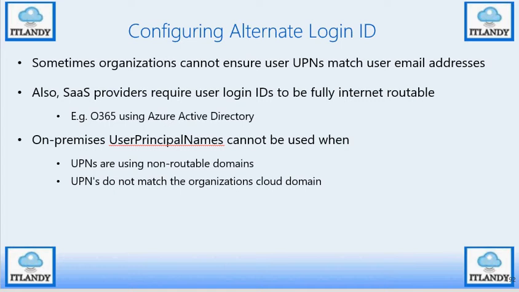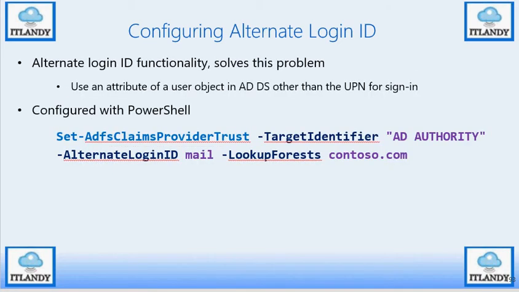Sometimes an organization cannot ensure that users' UPNs match their email addresses. Also, SaaS providers require the user login ID to be fully internet routable, like Office 365 and Azure AD. The on-premises user principal name cannot be used when UPNs are using a non-routable domain or do not match your org ID. That's when I need to use alternate login ID.